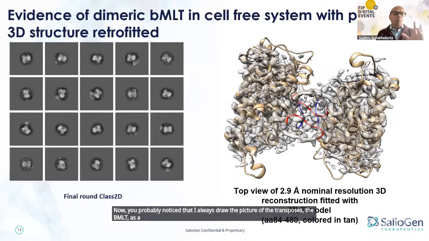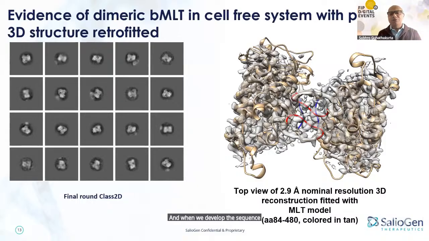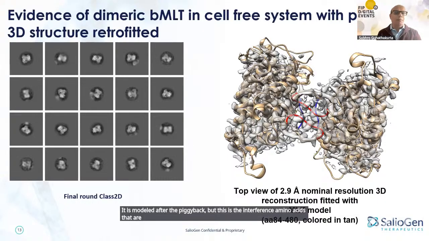Now, you probably notice that I always draw the picture of the transposase, the BMLT, as a dimer. We confirmed that by the cryo-EM structure. Here, if you notice, you can see that the two monomers are always interacting in a cell-free system. And when we develop the sequence, it will almost look like this. It is modeled after the piggyBac, but this is the interface amino acids that are binding the two monomers together.